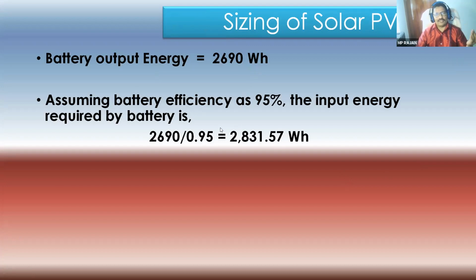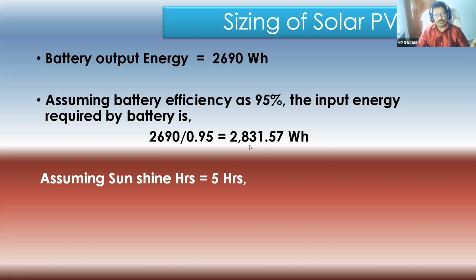So just assume the efficiency of your solar panel is 95%. Okay, now assuming battery efficiency 95%, the input requirement is 2690 by 0.95. You require 2831.57 watt hour to charge the battery. Okay, this is the battery output, and this is the battery input. The battery input is given from solar. Okay, now solar you are not getting constant supply. Assuming the sunshine hours is 5 hours.